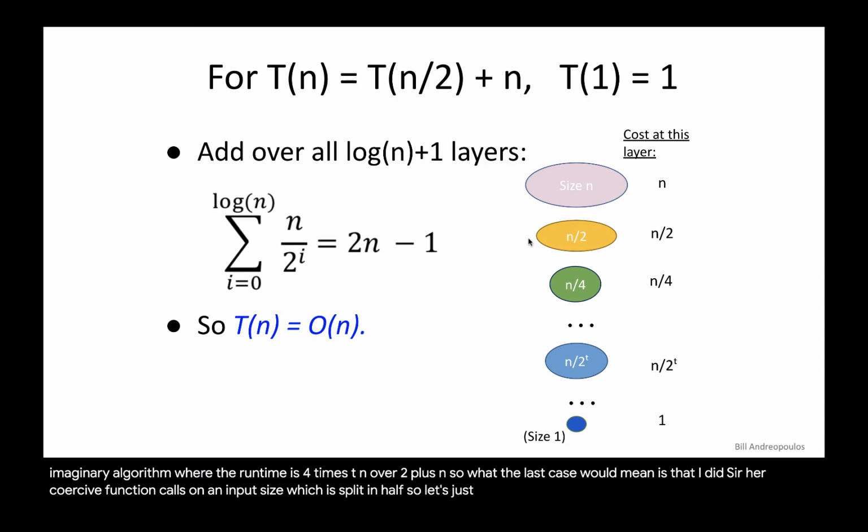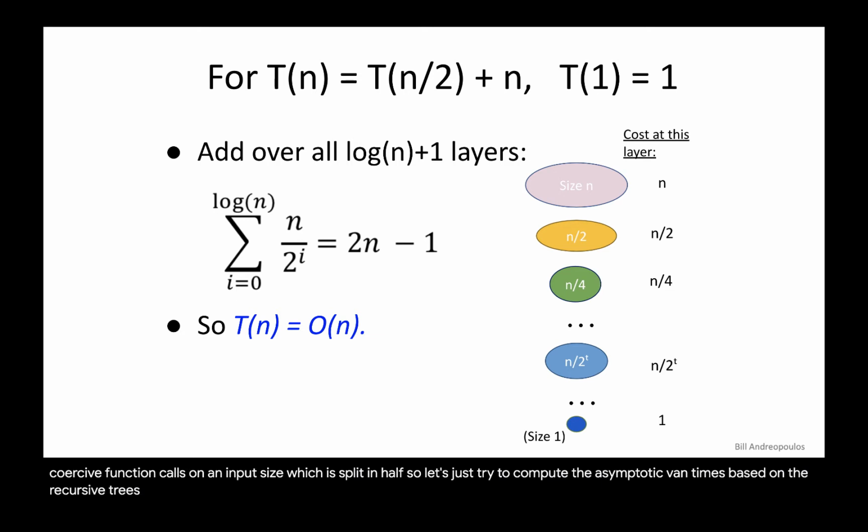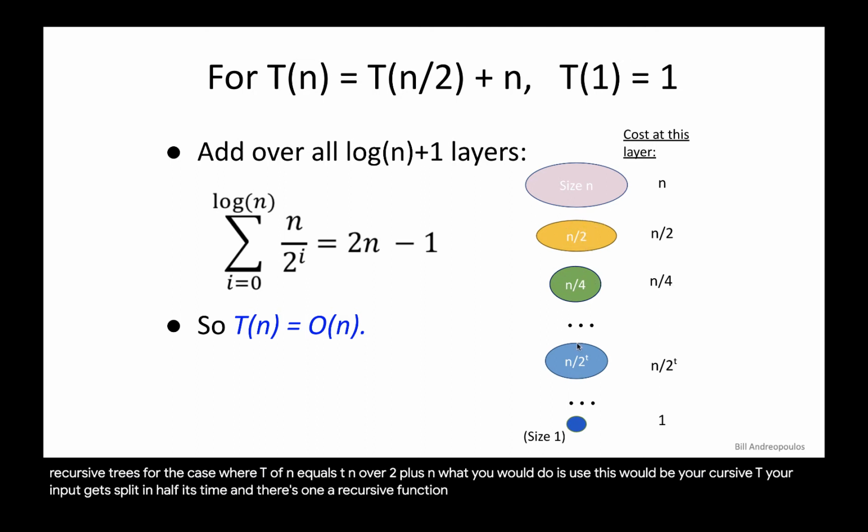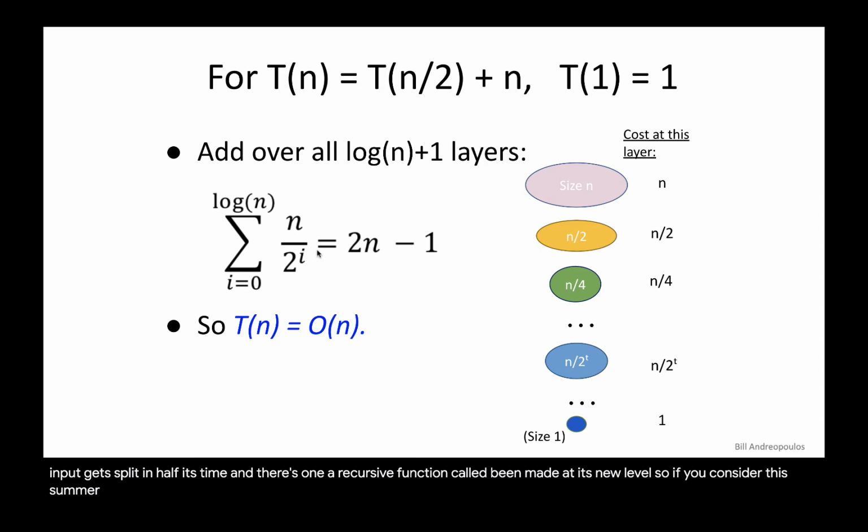So let's just try to compute the asymptotic runtimes based on the recursive trees. For the case where T(n) = T(n/2) + n, this would be your recursive tree. Your input gets split in half each time, and there's one recursive function call being made at each new level. So if you consider this summation, the runtime for this algorithm is big O of n.